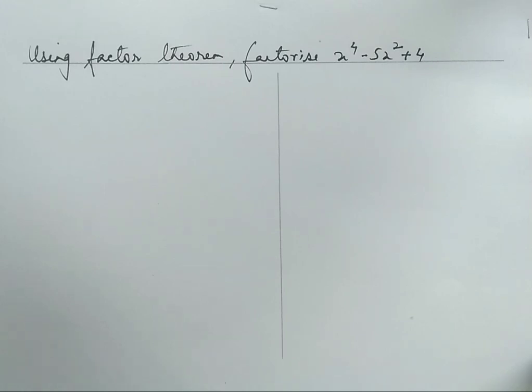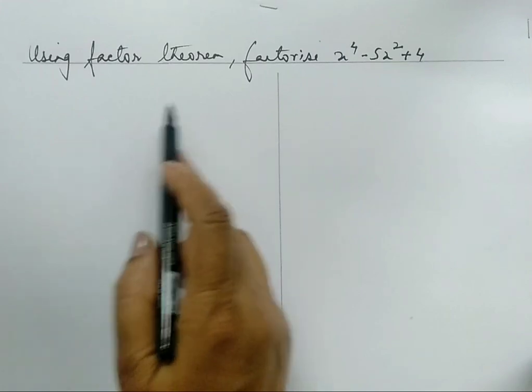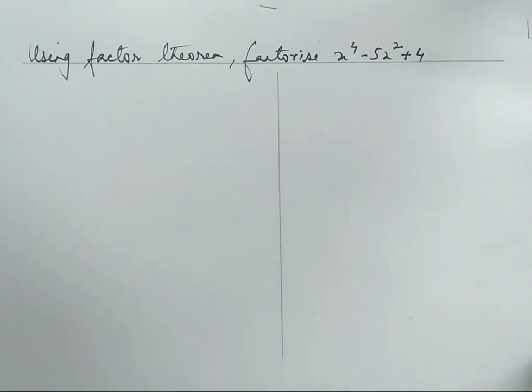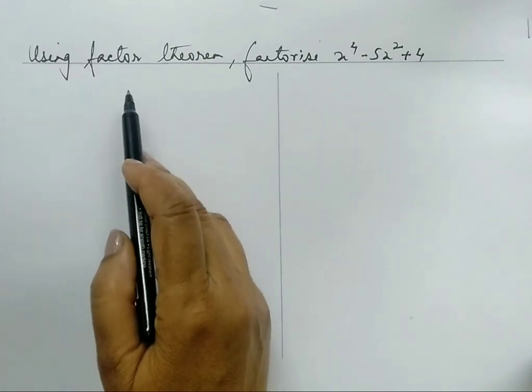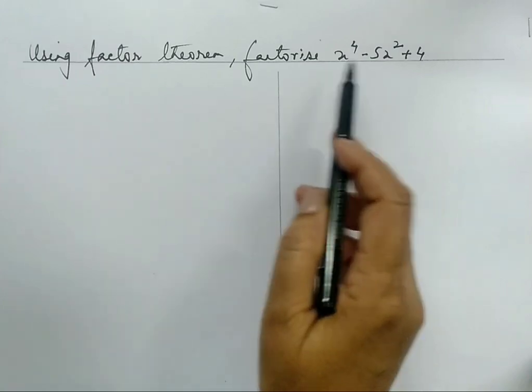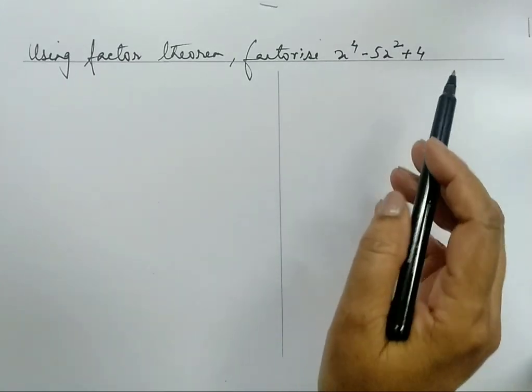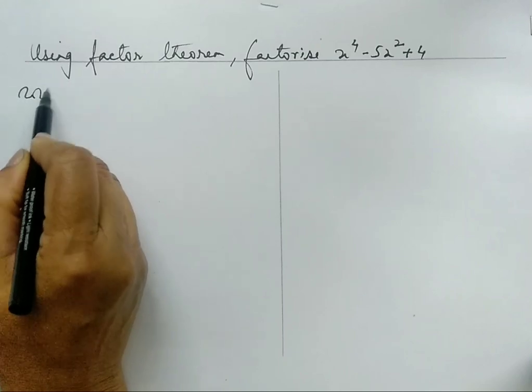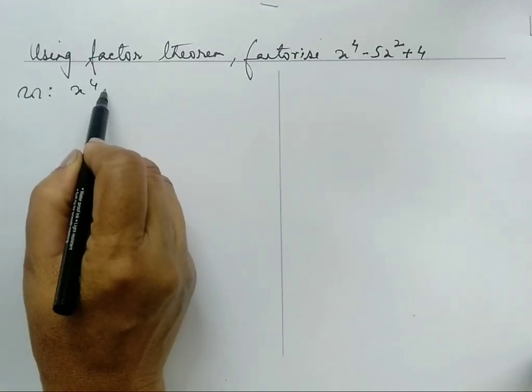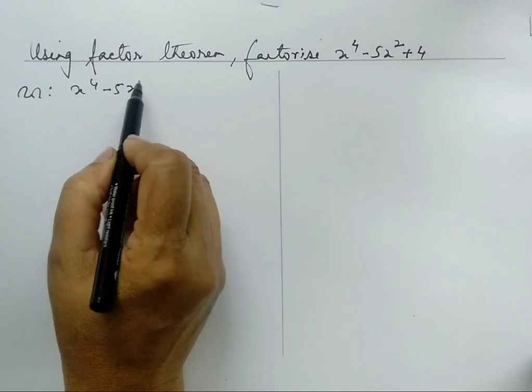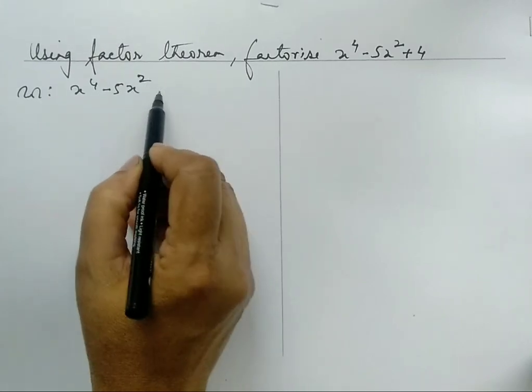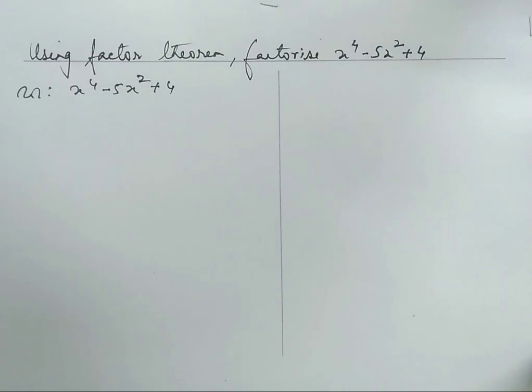Hey guys, so in my last video I had given you some glimpses of factor theorem, but that wasn't purely factor theorem as there was a mix of 2-3 more concepts. Alright, so let's understand what factor theorem is through this example. Okay, we need to factorize x to the power 4 minus 5 x to the power 2 plus 4.